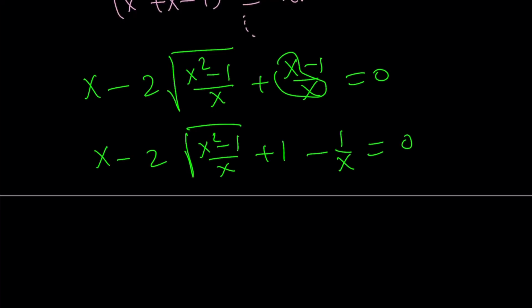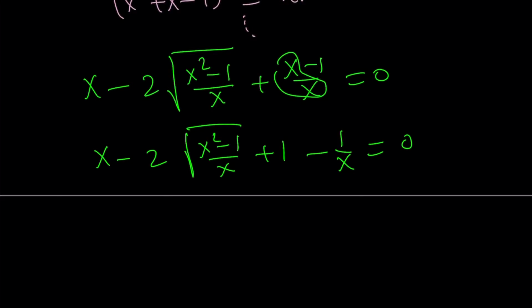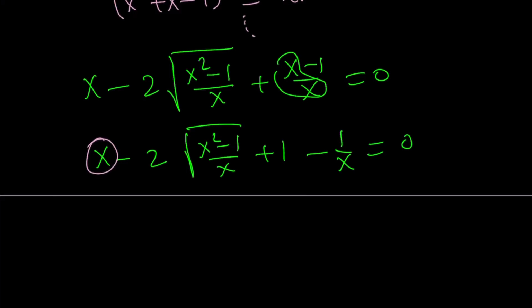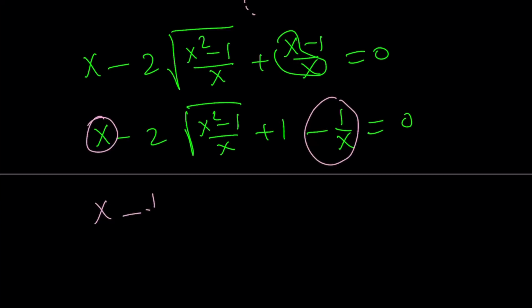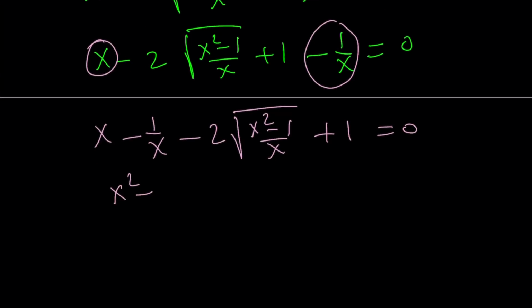But what is so cool about this is the following. I'm going to take this x, I want it in a different color, and pair it up with the negative 1 over x. If you put those together, your expression is going to be more meaningful. You'll see in a little bit why. Now, if you make a common denominator, you're going to get x squared minus 1 over x.